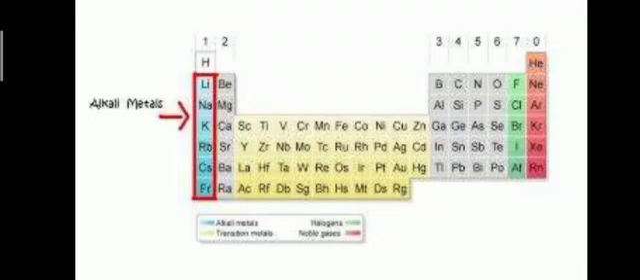So each element will become monopositive due to loss of only one electron. When one electron is removed, only one positive charge is formed. So we can say that monopositive ions are formed in the alkali metals. The ionization energy of alkali metals is low.